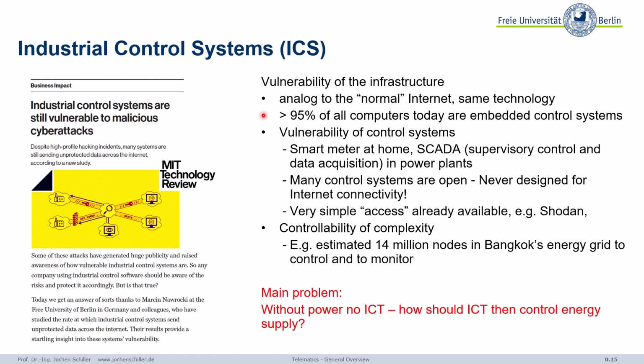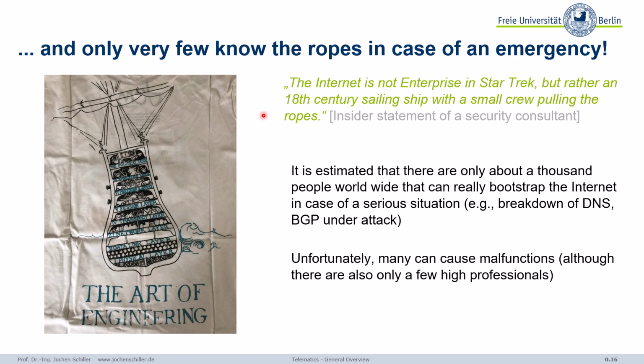Now we all think that, okay, if we talk about power grids and critical infrastructures, yes, these are all the experts and the professionals. And yes, there are very many experts in their domain. But think of the problem. We now connect a new technology. Well, yeah, 1969, but still it's new in some areas. We connect them to another system, never designed for this type of connectivity. And then we have the problem that in the end, only very few know the ropes in case of emergency.